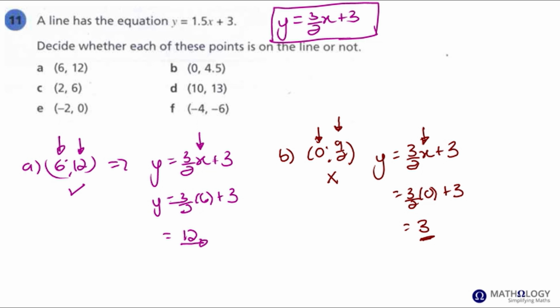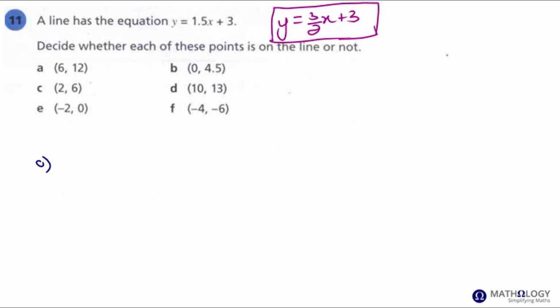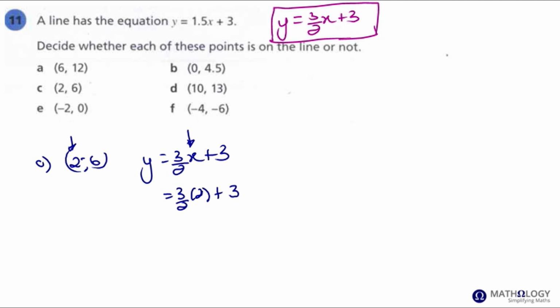We'll do one more. y equals 3 over 2 x plus 3. Substituting x equals 2: 3 over 2 times 2 plus 3. That'll be 3 plus 3, which is 6. The fact that we get y equals 6 from substitution, and the y coordinate of the point is 6, means that this point 2, 6 does lie on that line.